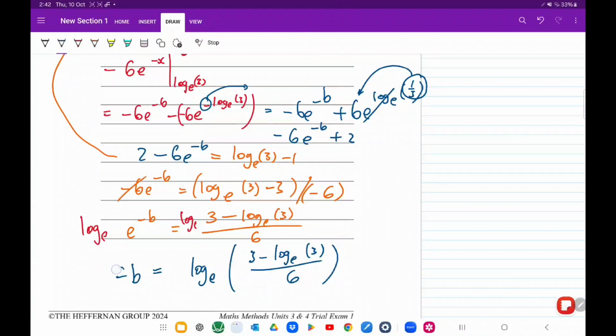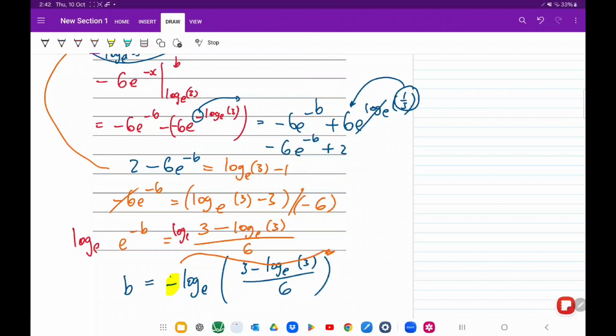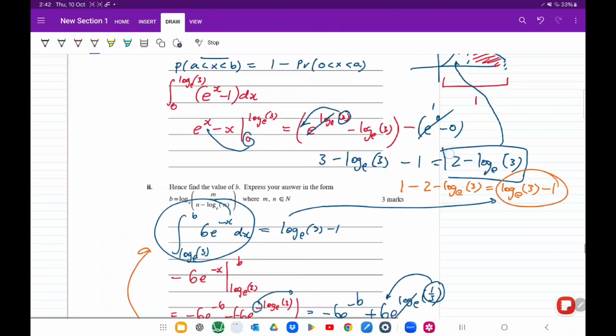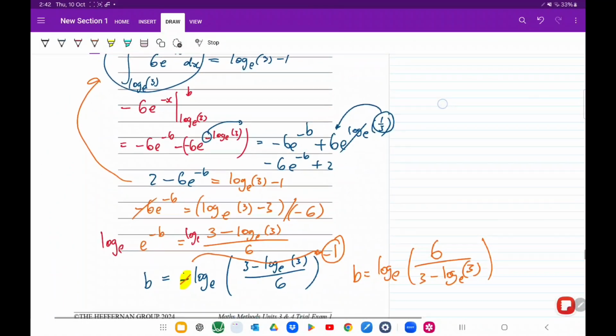Then we take this negative over to the other side. But remember, with logs, if you've got a negative there, you can take it as a power. So this becomes b is equal to log e of 6 over (3 minus log e 3). And we end up getting what they've asked for in that equation.